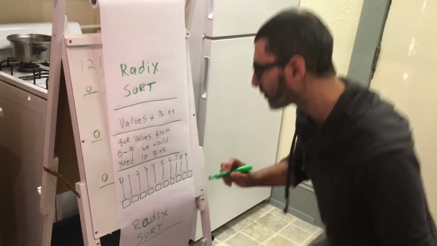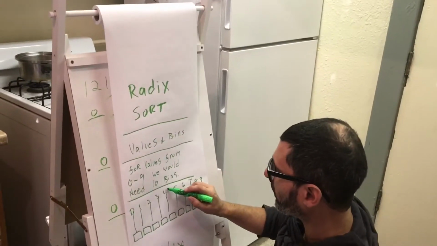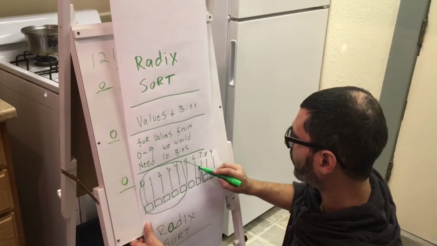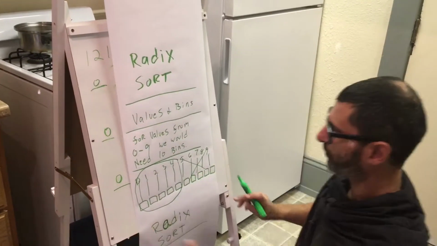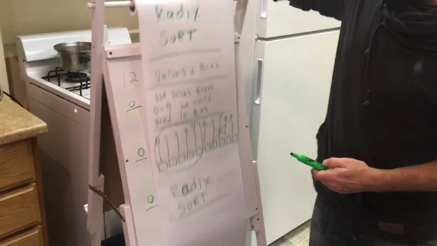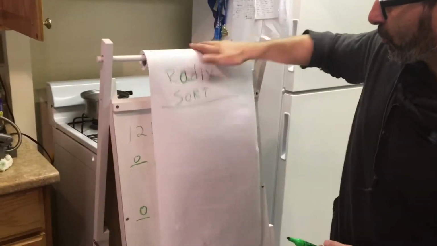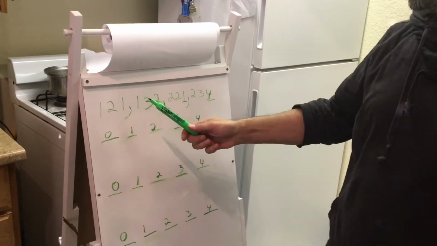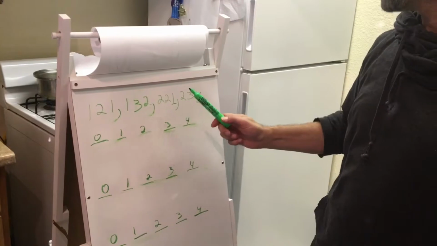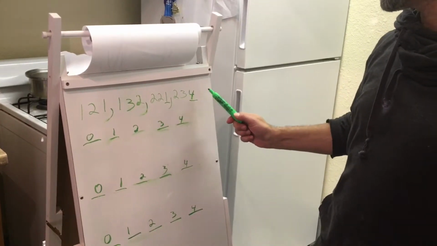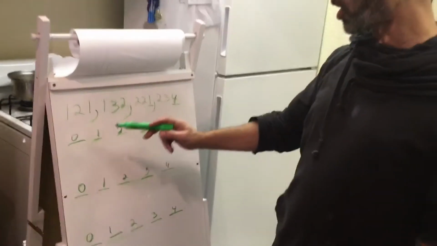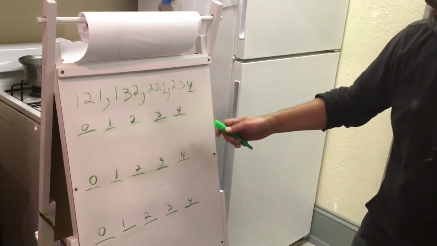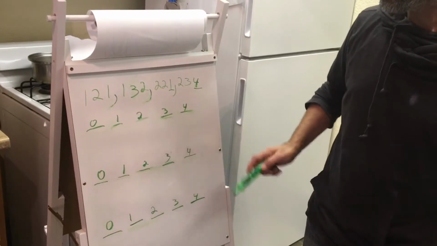So we're going to use 5 values, so we will only be needing these 4 bins. We won't really be using these. So here are our numbers to sort: 121, 132, 221, 234, and then here are our corresponding bins for each iteration that we'll need before we find the final value.